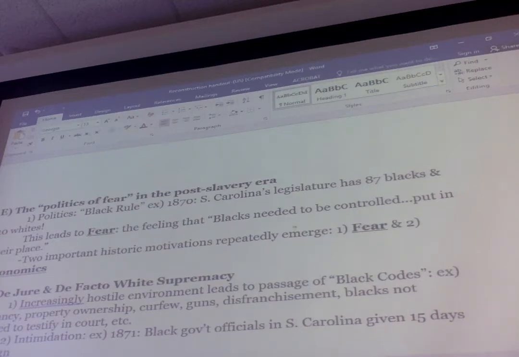Both parties want the White House. The election is too close to call. Even months later, they're still recounting ballots. So what are they going to do? They compromise. The Democrats tell the Republicans, look, tell you what, we will give you the White House.